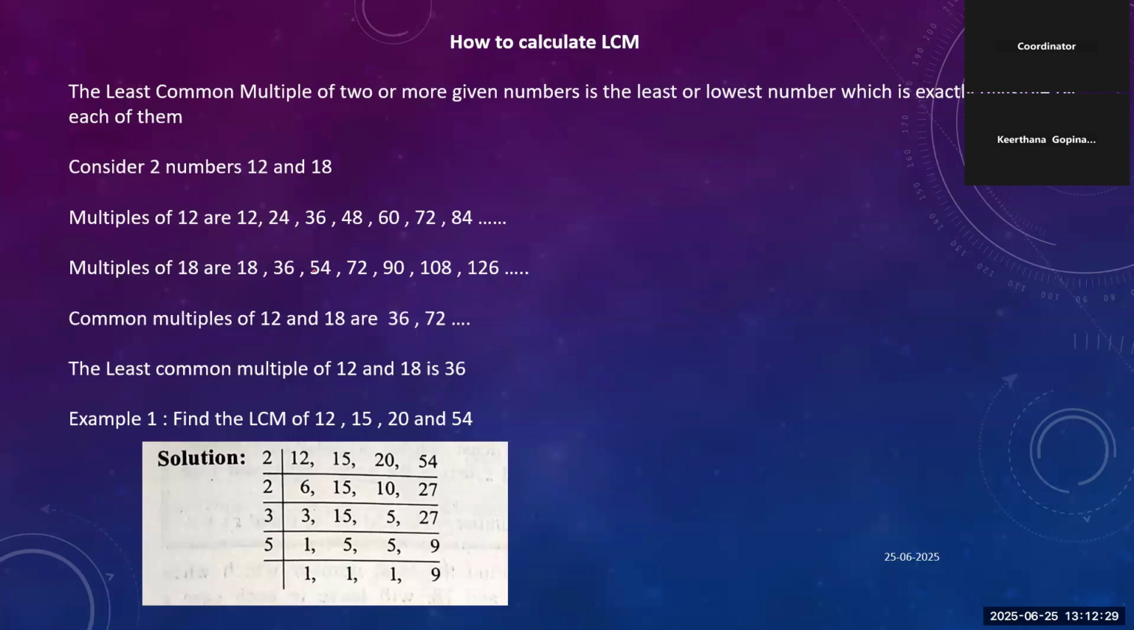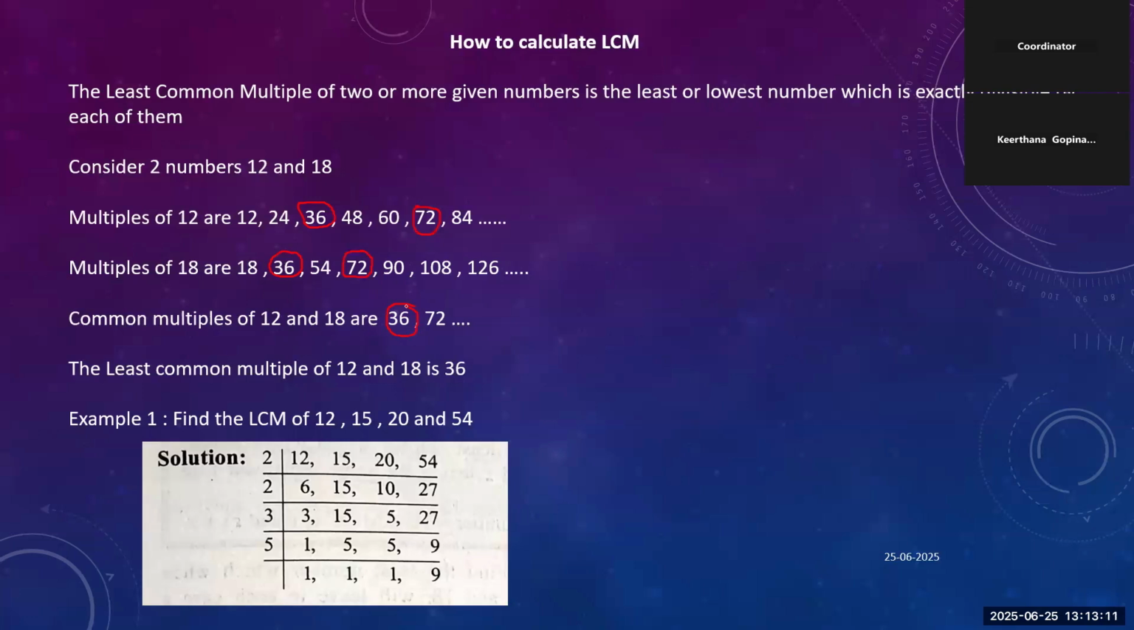Now, the common multiples are what? 36 and 72. 36 we find in 12's table and also in 18's table, and 72 also. So this gives us the common multiples. The least common multiple is the lowest of the common multiples. 36, 72: what is the lowest here? 36. So what is the LCM of 12 and 18?